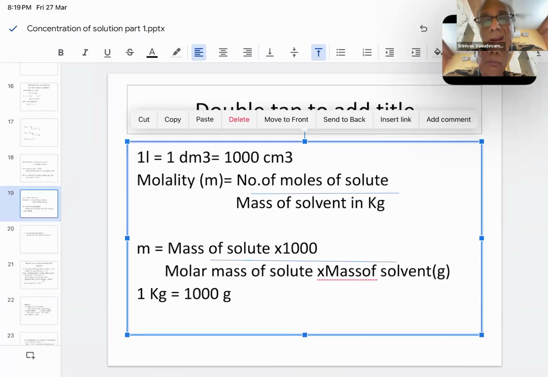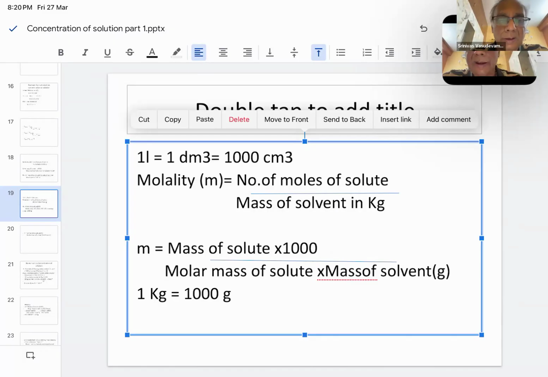Then molality. Molality is the number of moles of solute in 1 kilogram of solvent. Only mass is involved here. Molality is the number of moles of solute in 1 kilogram of solvent, that is, the number of moles of solute divided by the mass of solvent in kilograms.